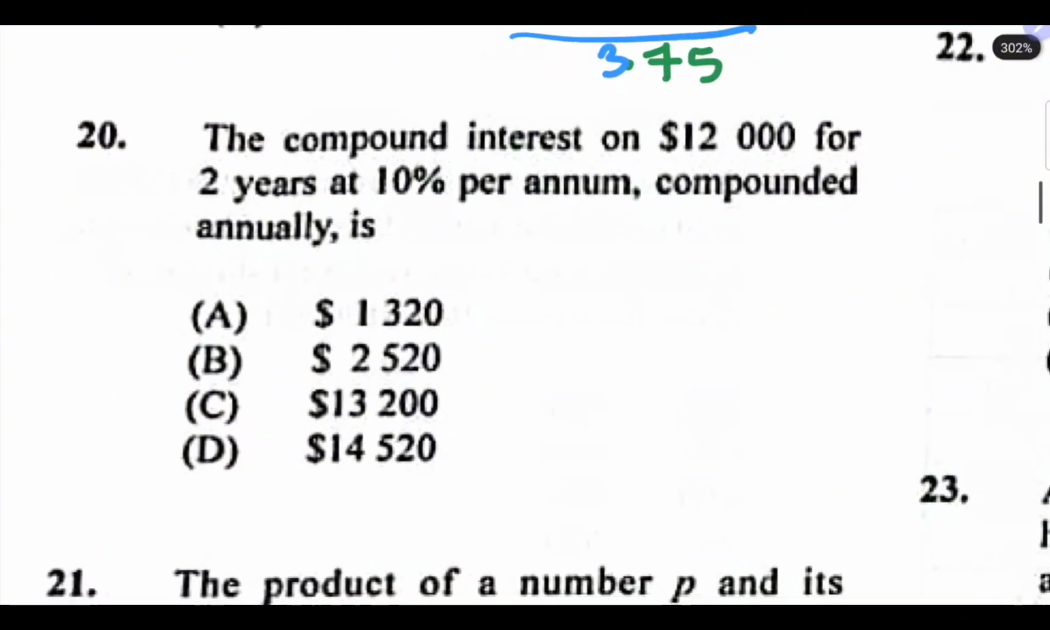20. The compound interest on 12,000 for 2 years at 10% per annum, compounded annually, is going to be what? Well, it will not be A, it will not be B.